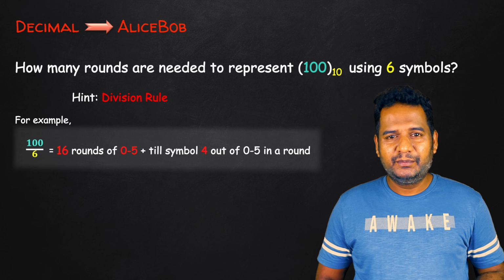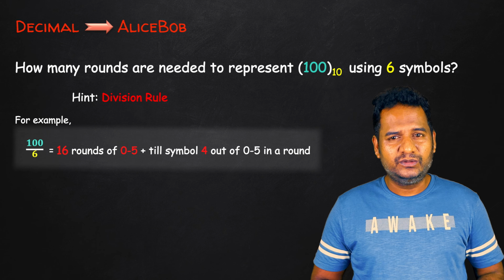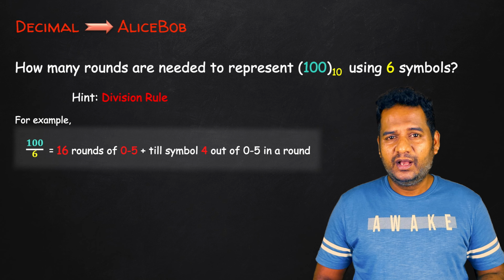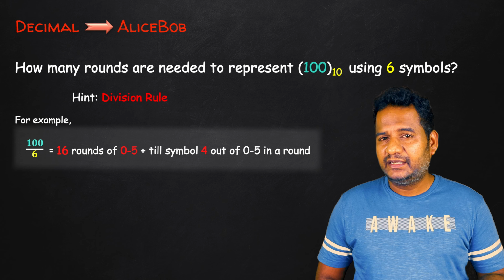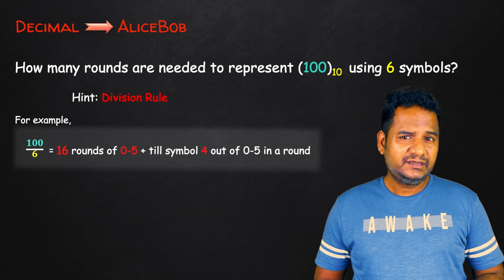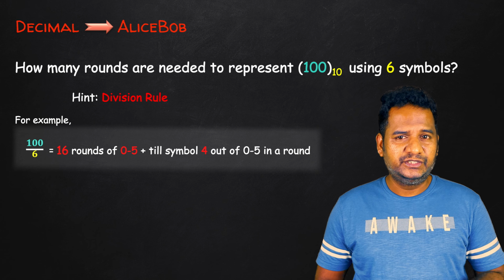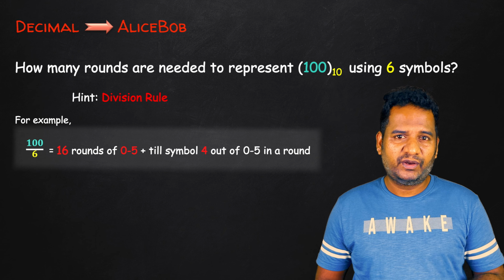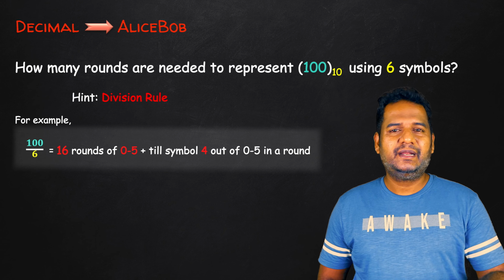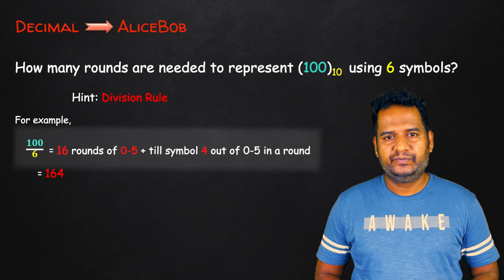The 100 divided by 6 denotes the number of rounds needed to represent the value 100 with 6 symbols and is equal to 16. And the remainder is 4. This is nothing but 16 rounds of 0 to 5 are needed plus till symbol 4 out of 0 to 5 in a round is needed, which can be represented as 164.